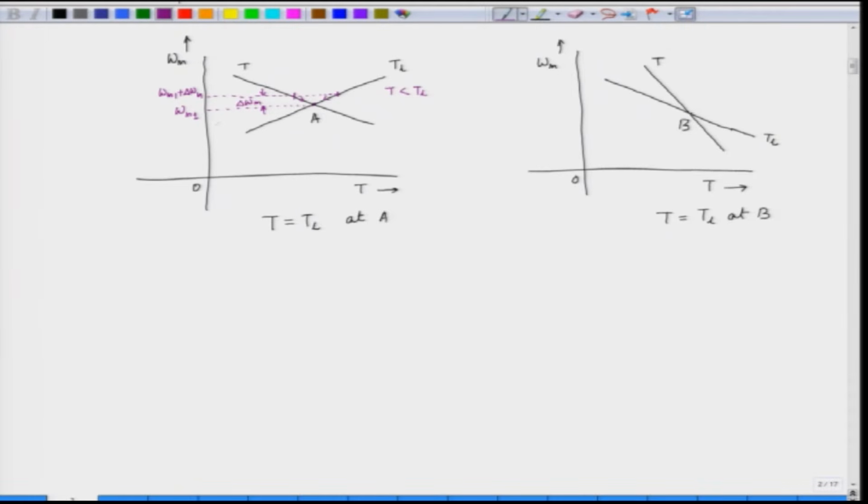Now, let us say we disturb the speed in the other direction by the same amount, delta omega m. We have a new point here, omega m 1 minus delta omega m. At this point, the motor torque is here, the load torque is here. So, we find the motor torque is more than the load torque.